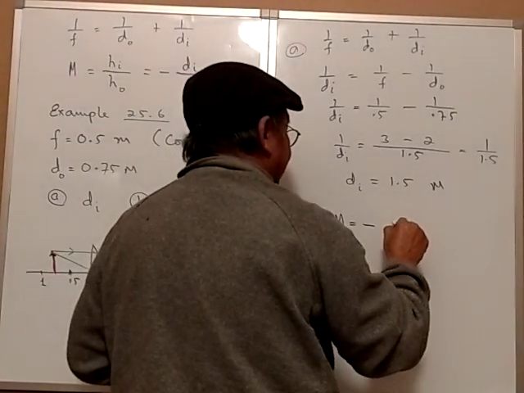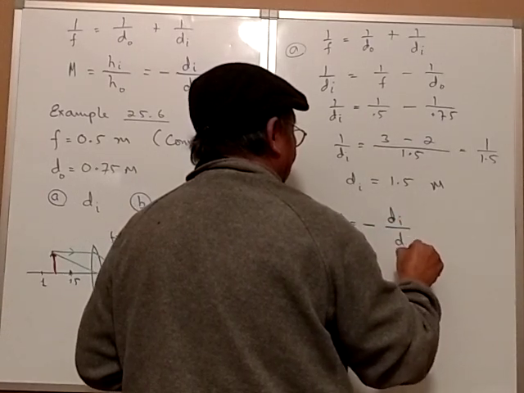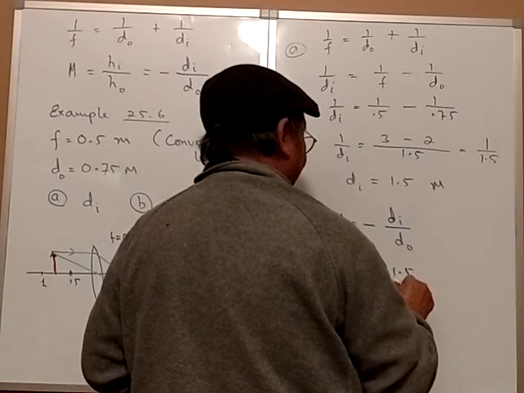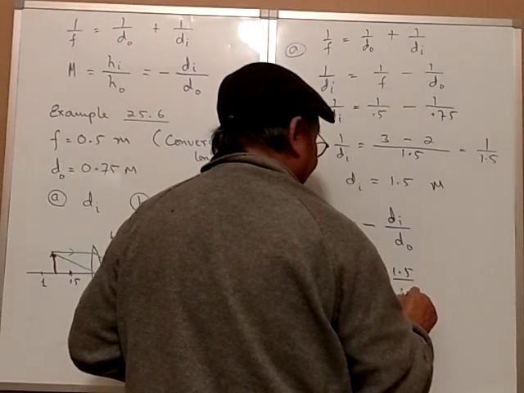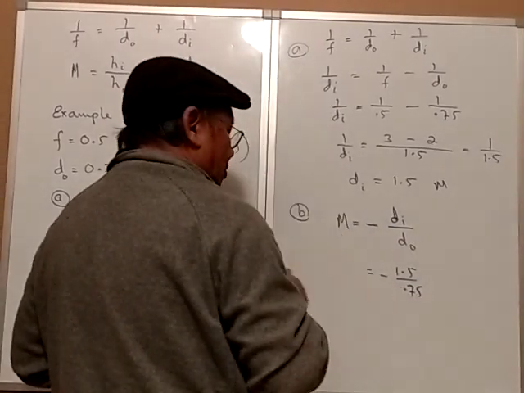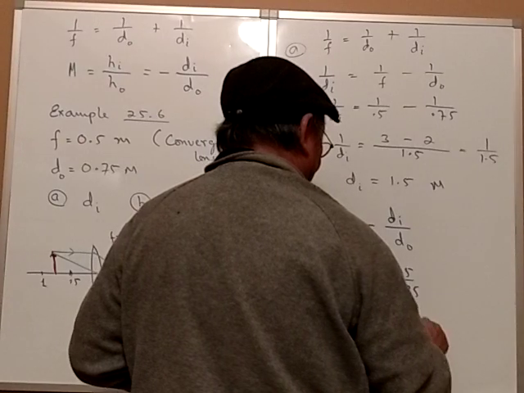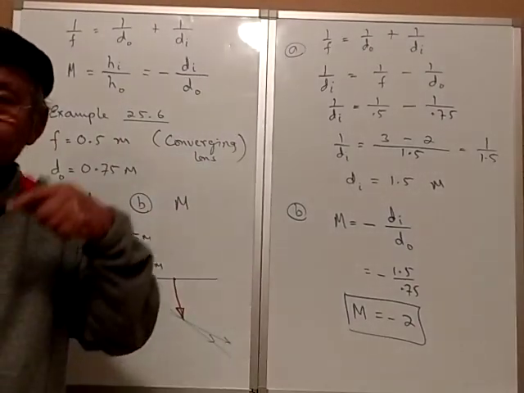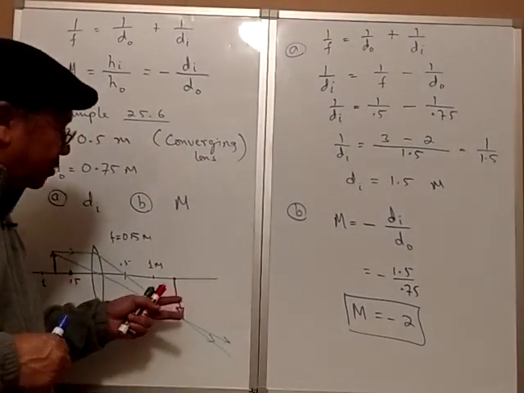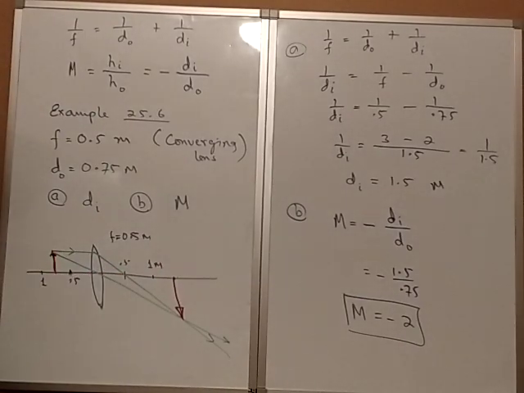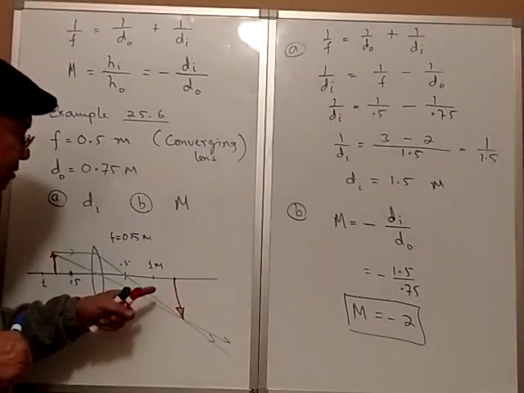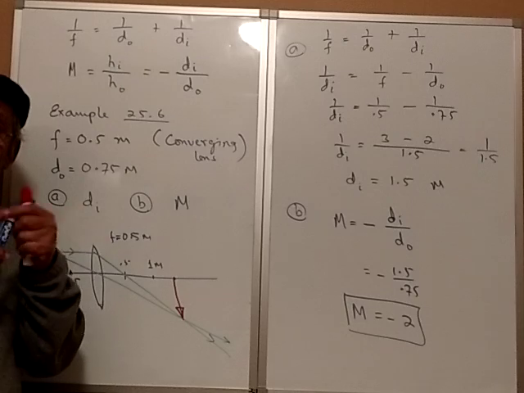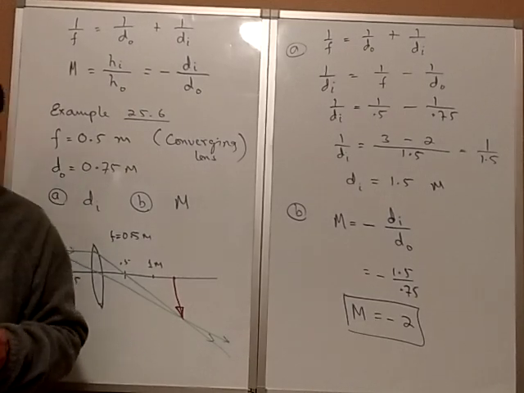So minus d sub i by d sub o, which is equal to negative, d sub i is 1.5 and d sub o is 0.75. So the answer is negative 2. So magnification is negative 2. What does that mean? The image size will be twice as big as the object, and it's upside down. The negative sign tells you that it is opposite in orientation to the object. Right? Okay.